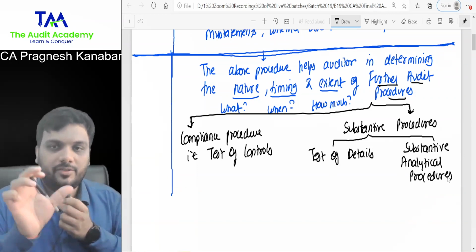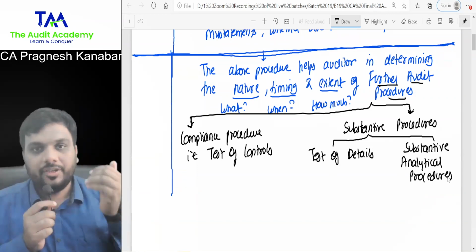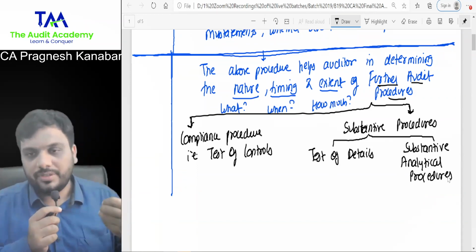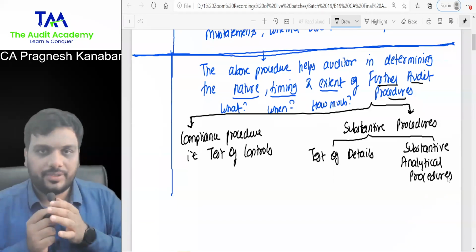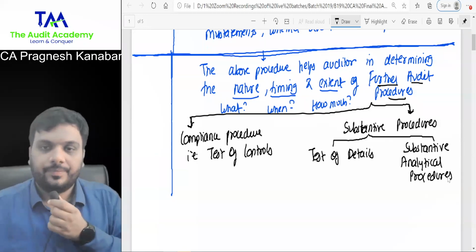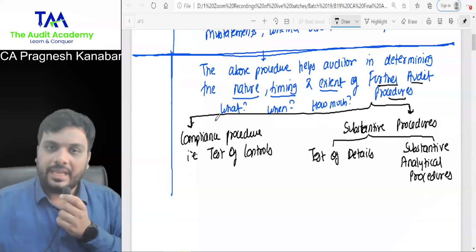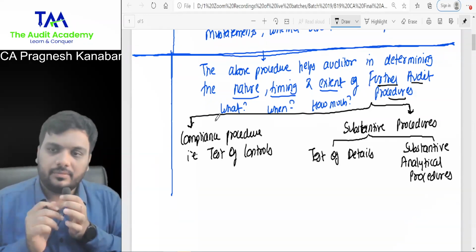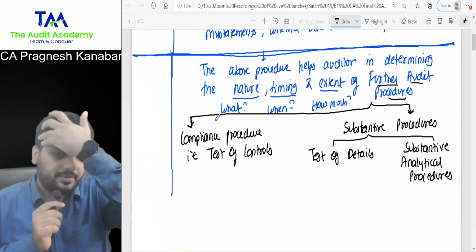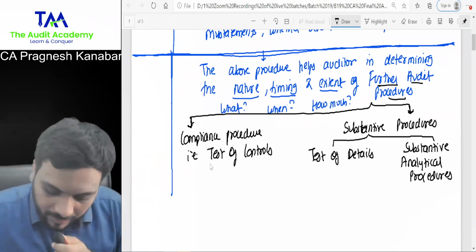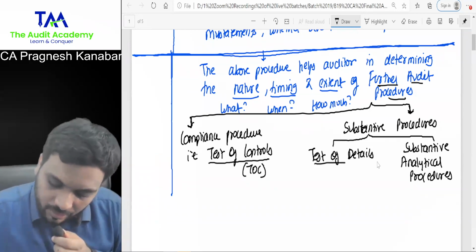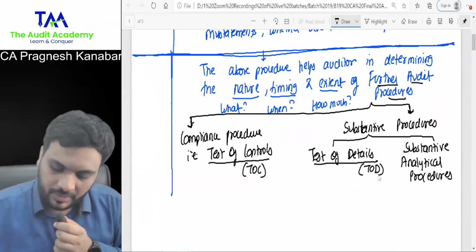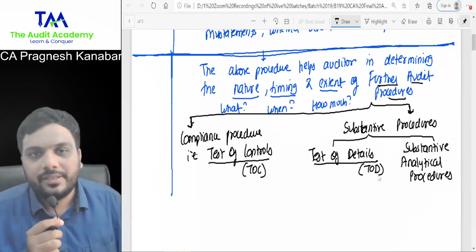Compliance procedure, test of controls. On the other side, substantive procedures. Substantive procedures are divided into two parts, test of details and substantive analytical procedures. Have you at least written this small bifurcation? Everyone is aware about this. TOC and then TOD. Test of controls and test of details.